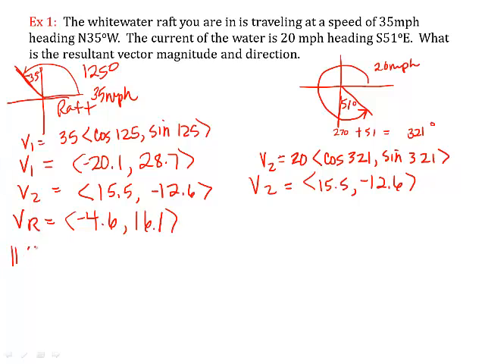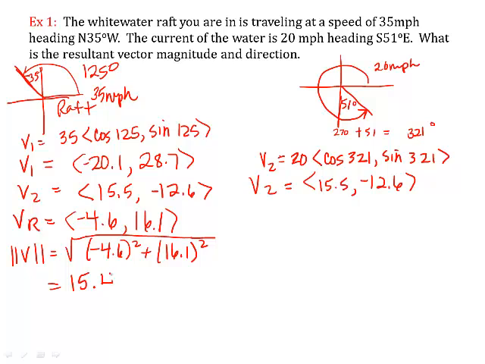Now I need to find the magnitude of this resultant. So remember, take the square root, and then we square the horizontal component and add it to the square of the vertical component. Make sure you take the square root, and when I do that, I get 15.4. And this is miles per hour.